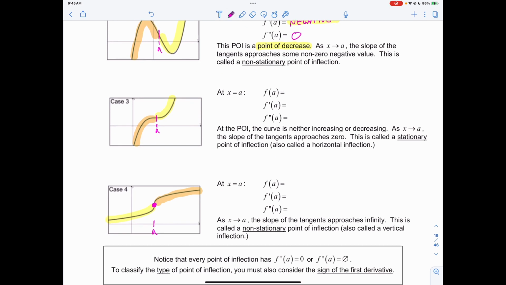For case 3, my function is positive. My slope, well, it's occurring on the horizontal there, so my slope is 0. And my second derivative is going to be 0. So because it is neither increasing or decreasing at this point of inflection, this point of inflection is just a horizontal inflection that's taking place here.